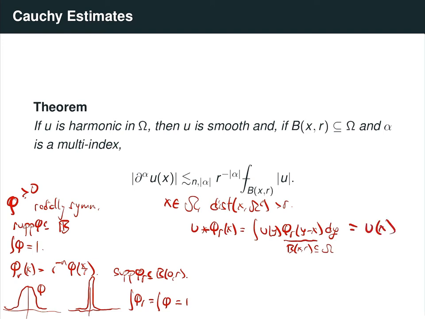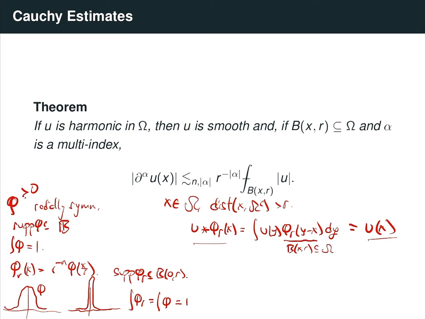So in particular, for points x at distance greater than r from the complement of omega, u of x is equal to the convolution of itself with a smooth function. But when you convolve a function with a smooth function, that function is again smooth. And this implies that u is smooth for all points at distance r away from the boundary. But letting r go to 0, this implies that u is actually smooth everywhere.